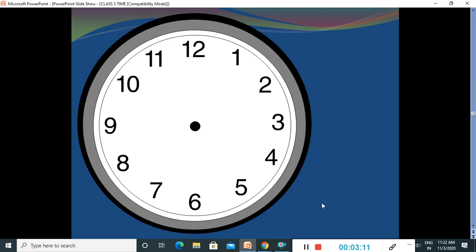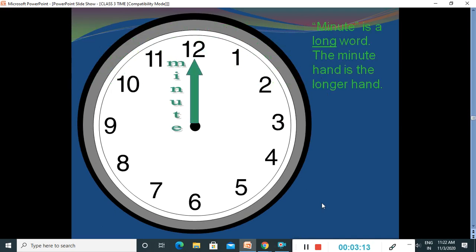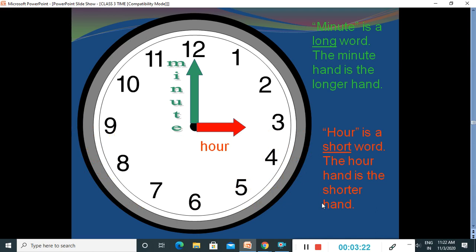So students, revise once again. The long hand is the minute hand because it shows minutes. You can see it is written here. And the hour hand is the short hand, it shows the hour. You can learn it like this also. The spelling of hour is shorter than minute, so it is the hour hand. The spelling of minute is longer, that means it is the long hand and it shows minutes. This is the way to learn it.